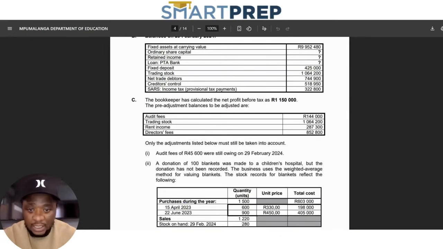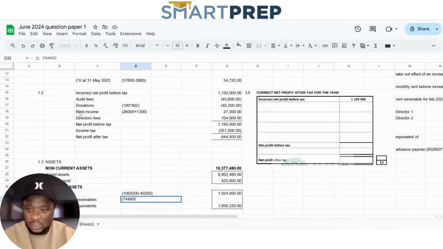Yes, 744,900. All right, cool. Now let's think about some of the things that we come across as we're doing the income statement. The first one that I do remember was the fact that we did rent. This rent was not yet received, but it should have been received. So there was 1 month of rent that was not received.